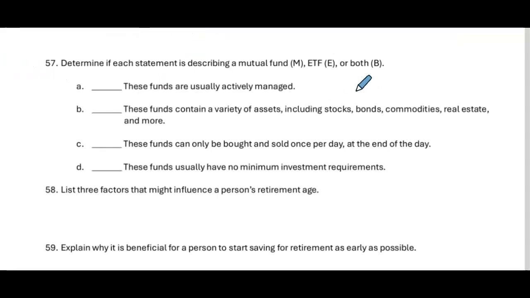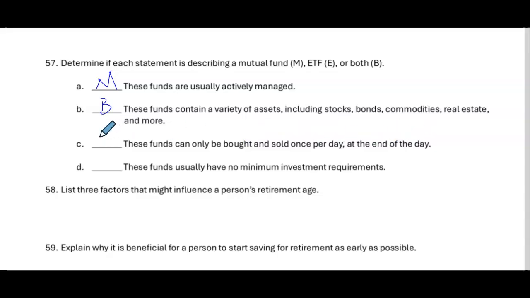All right, on to the last page of this packet. Let's work through page 8. All right, determine if each statement is describing a mutual fund, an ETF, or both. So the mutual funds are the ones that are managed by an active manager. So that is what letter A is getting at. An ETF is automated, so just mutual funds there. Funds contain a variety of assets. That's actually what a fund does, whether it's a mutual fund or an exchange-traded fund, so that is going to be both.